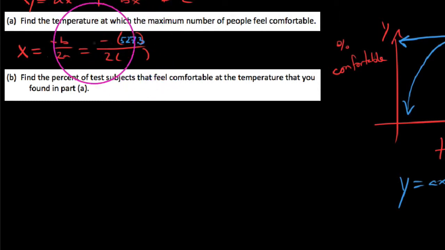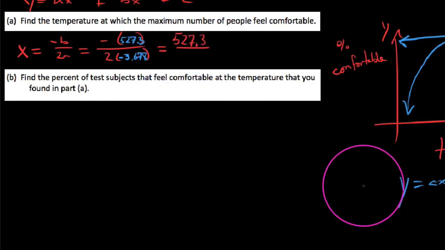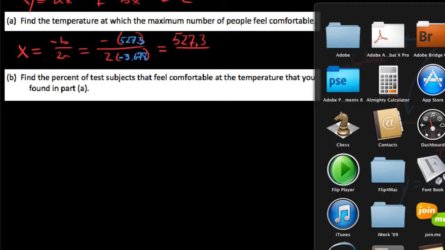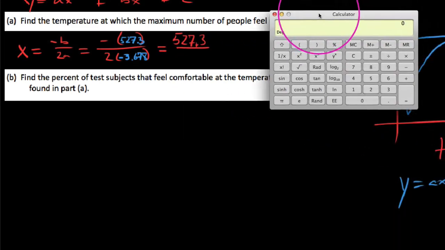527.3, and then our a value is negative 3.678. That is the number I've given us here. Okay, so we need to find this. First of all, a negative over a negative yields a positive. And the second thing I'm going to do is get the calculator out. Let's open up our calculator. And there she is. I'll drag this over here.